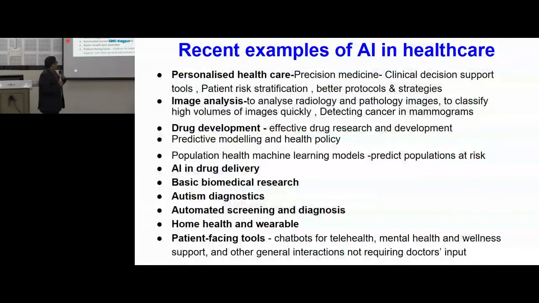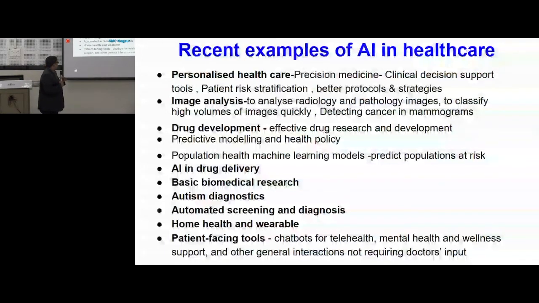predicting population at risk. So you can do a lot of predictive studies using machine learning. Drug delivery, a lot of applications are there. Basic biomedical research, autism diagnostics. Based on a child's eye movement, they are tracking it, and based on it, they are able to tell if he is autistic or not. Automated screening, diagnostics, home health wearables, IoT devices. These are being used every day.